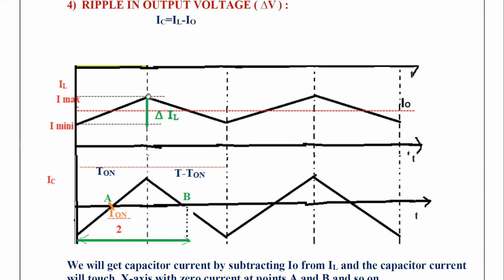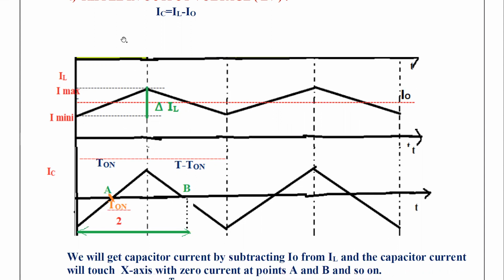This is the change in the ripple current, delta IL, from minimum to maximum. This is the ripple, and this is the average current I naught. If you want to calculate IC, which is equal to IL minus I naught, this is the IL current and this is the I naught current. Subtracting I naught from IL, you get the IC current, which goes from a negative value to the maximum value and again from maximum to negative.